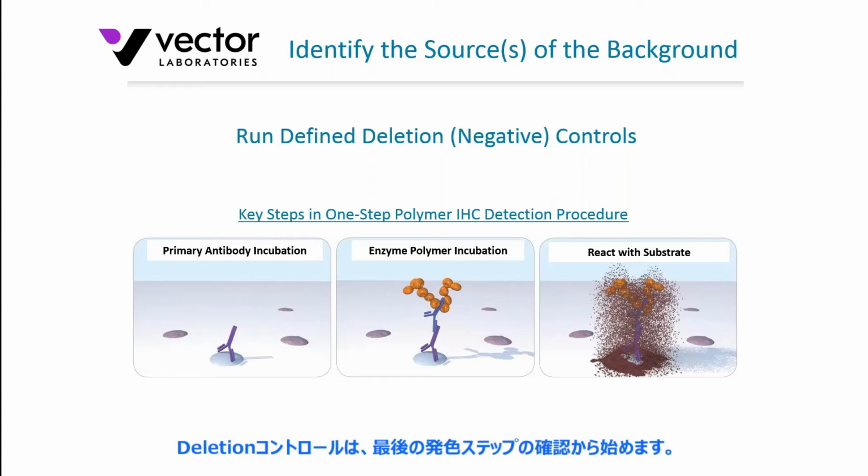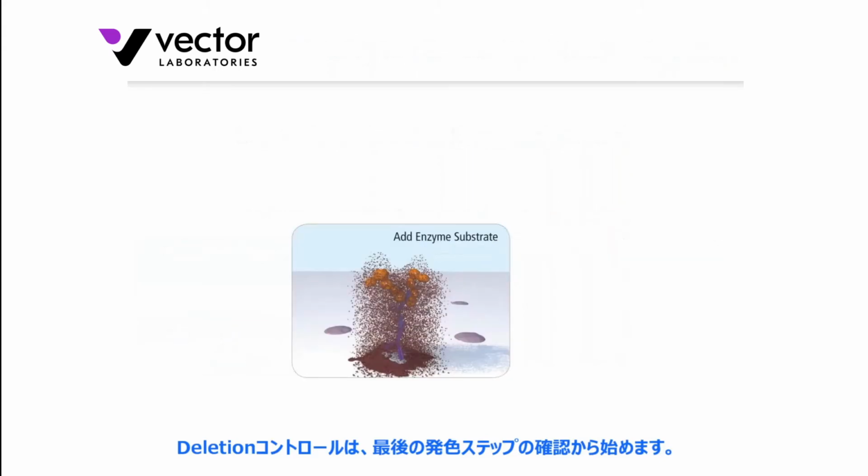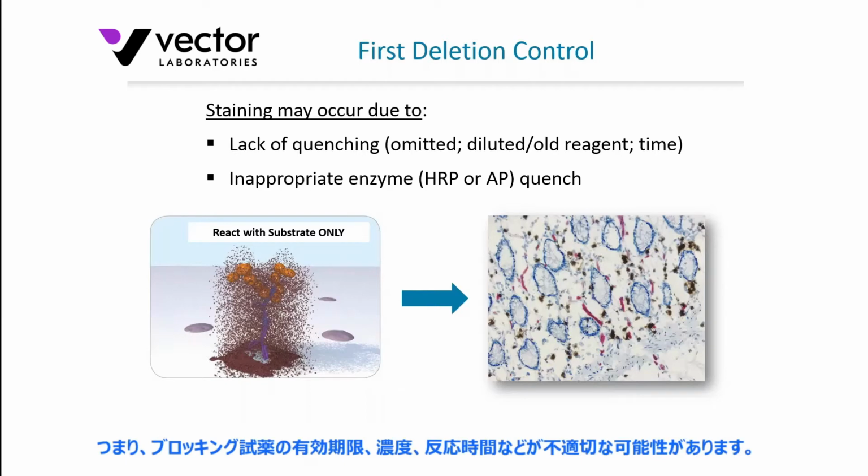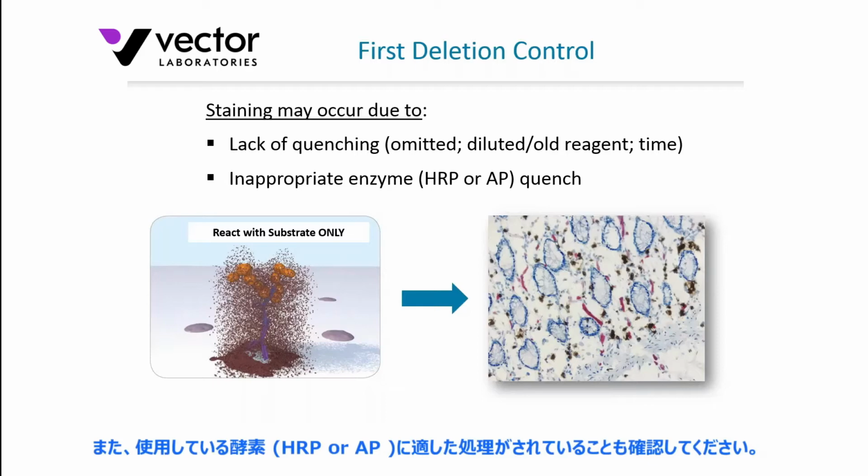So number 1, you start with the back of the assay with the color development part. Your first deletion control, again, omits the primary and your secondary detection reagent. You put on just the substrate alone and see if there's any color development. Indeed, if there is staining, it may be due to lack of quenching, possibly inadvertently omitted. It's old reagent, or it needs to be further concentrated, or indeed there may be a time issue. Make sure you're also quenching for the appropriate enzyme based on the methodology you're using, if it's peroxidase or alkaline phosphatase.